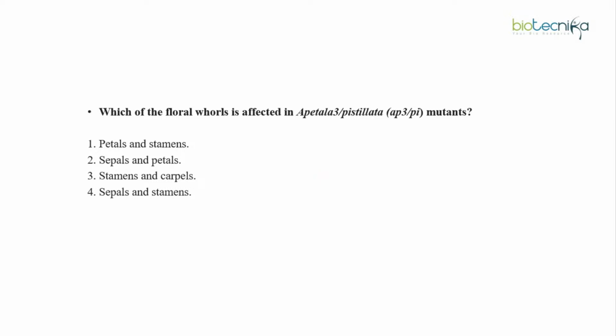So, what should be the answer? No answer? Apetala 3 and Pistillata, that means which one did I show you right now? It is your class B gene. If class B gene is absent, that means you just have A and C, right?